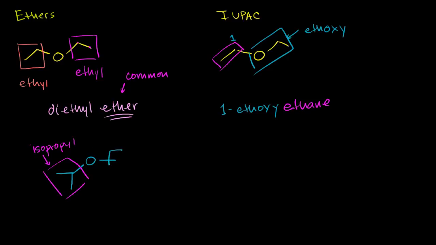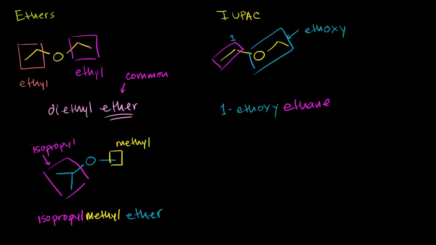And on the right-hand side right here, we just have 1 carbon. So this right here is a methyl group. So the common way of naming it, you just list both of these groups, and then you write ether. And you list them in alphabetical order. I comes before M. So the common name is isopropyl methyl ether. Now, if we were to do the IUPAC naming, we look for the longest carbon chain.